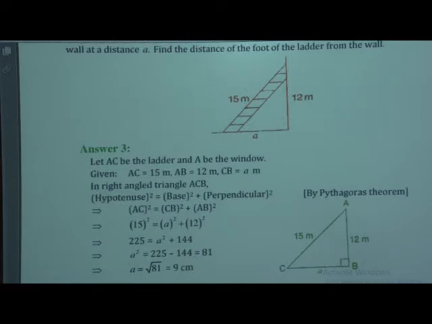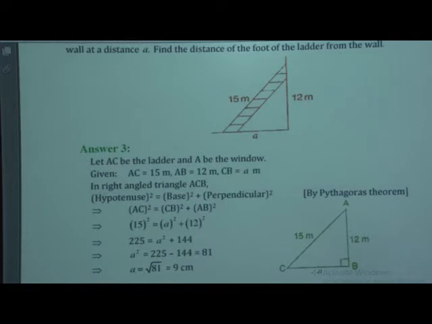So here we are getting A square is equal to 81, but we want only A. So A is equal to square root of 81, which is 9. So we can say that CB is equal to 9 meter. The ladder is away from the wall by 9 meter. It is a mistake here, it is 9 meter.